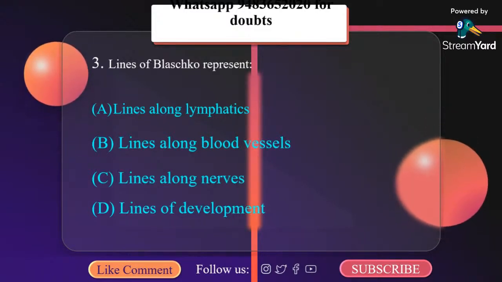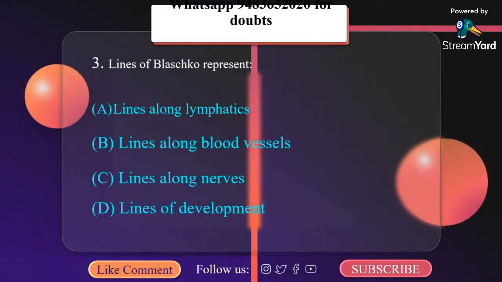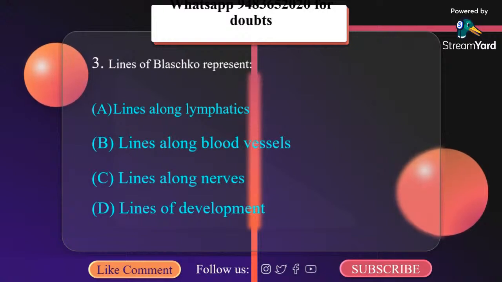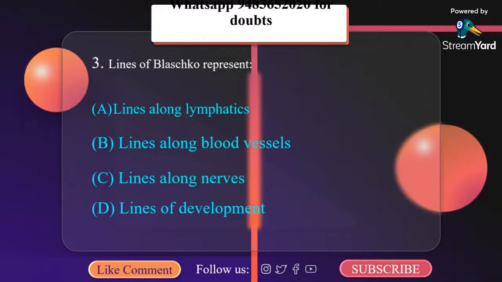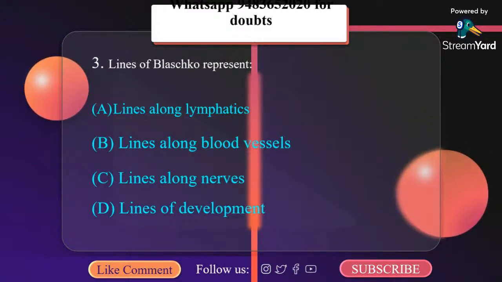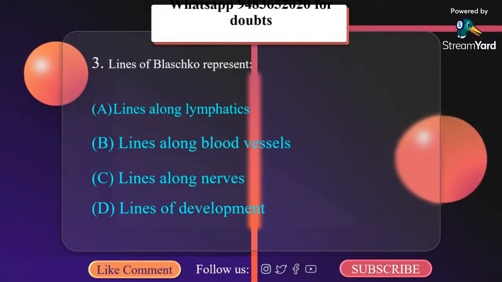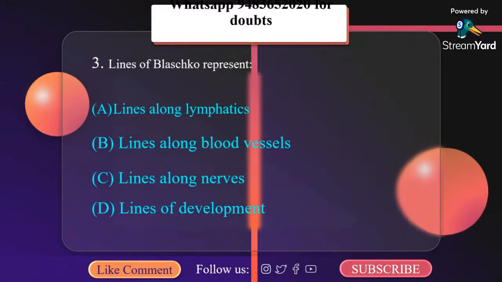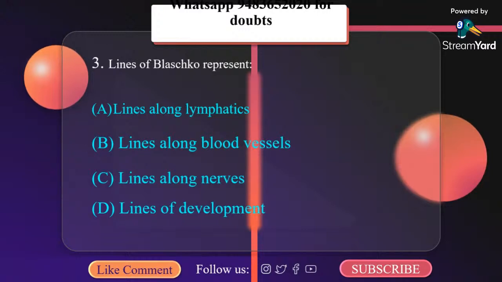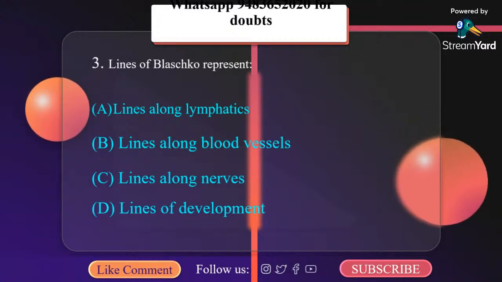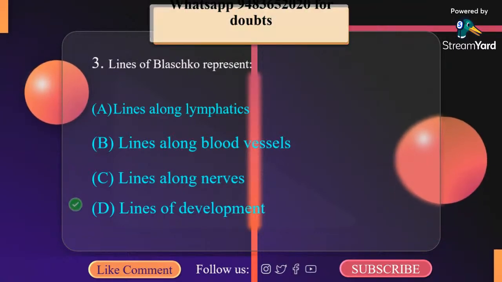They follow a V-shape over the back and S-shaped whorls over the chest, stomach, and sides, and various shapes on the head. The lines are believed to trace the migration of embryonic epidermal cells. The stripes are a type of genetic mosaicism. These lines characteristically do not follow the underlying nervous, vascular, muscular, or lymphatic structures in the skin. Lines of Blaschko are not ordinarily visible, but are recognized in several cutaneous disorders that follow these parallel streaks. So the correct answer here is D, lines of development.